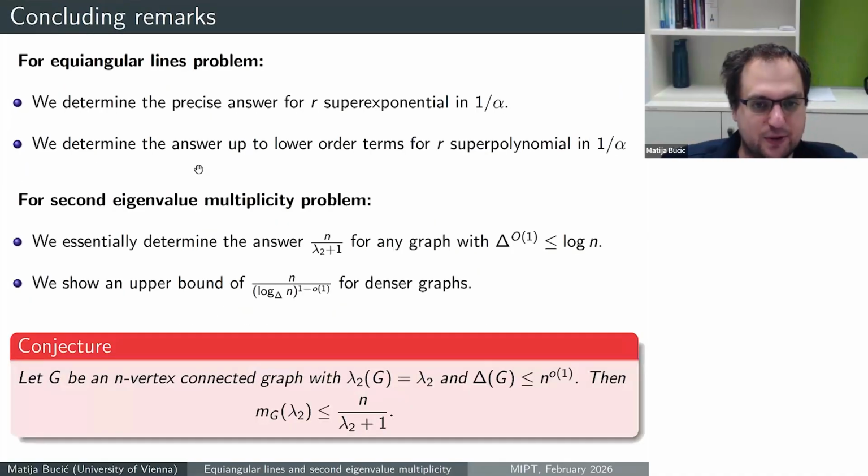So I just have a final slide, which I'll put on display, summarizing a little bit of what we said, and it puts forward this very nice conjecture, which I like a lot: that this n over lambda 2 plus 1 bound should, in my opinion or belief, be true all the way up to polynomial maximum degree. We can prove this for up to small polylog degree, but it should be true all the way up to n to the little o of 1. I think that is a very nice open problem and would be a very clean statement.